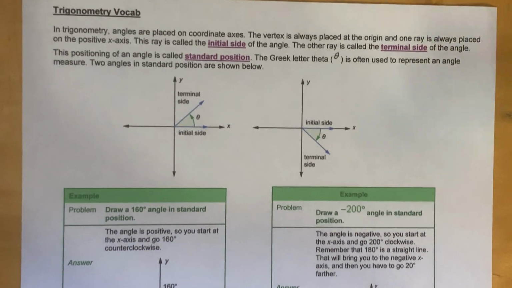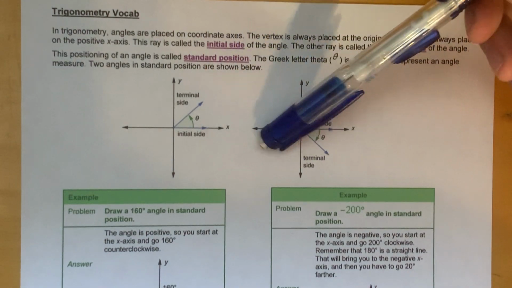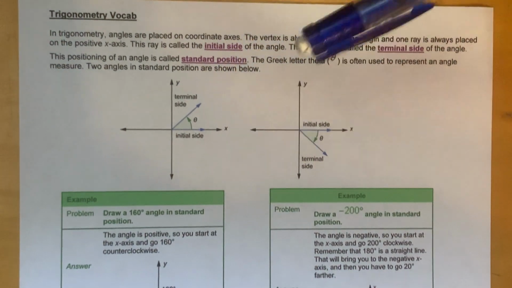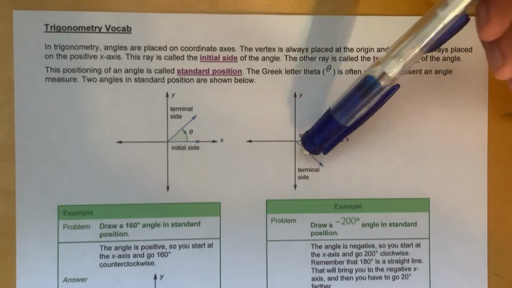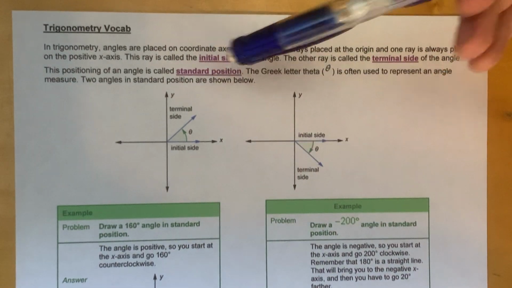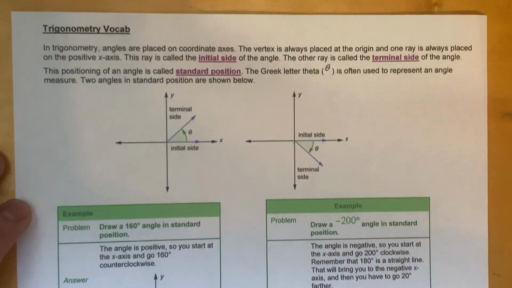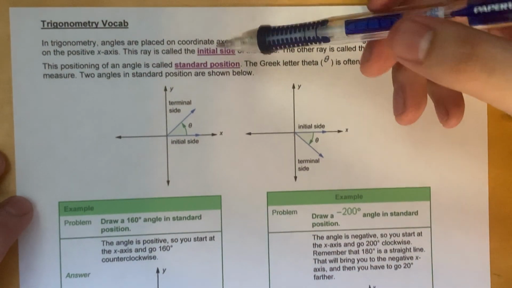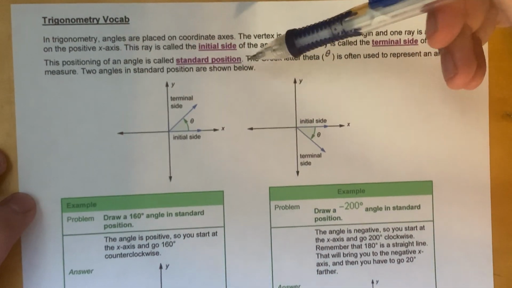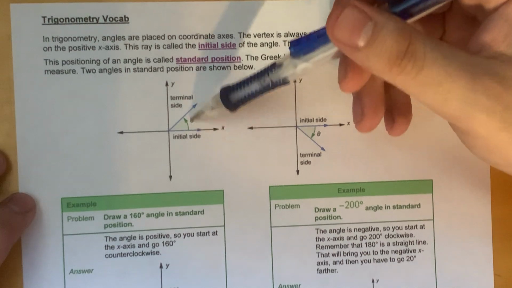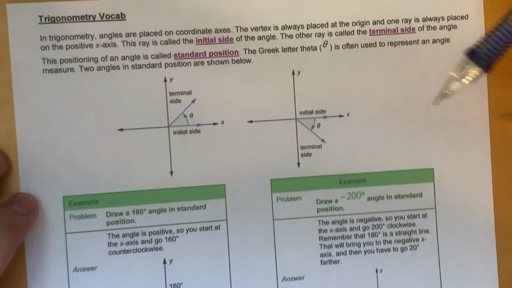The ray is called the initial side of the angle. So right here, whatever's on the x-axis, initial side of the angle. The terminal side is the angle that we drew, right, coming out of the center. The position of the angle is called the standard position, because of this angle that we created along the x-axis. That's our standard position. We use theta to denote that.